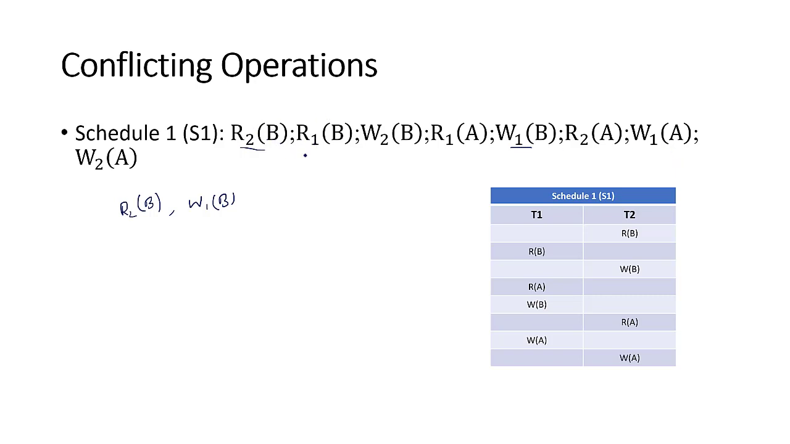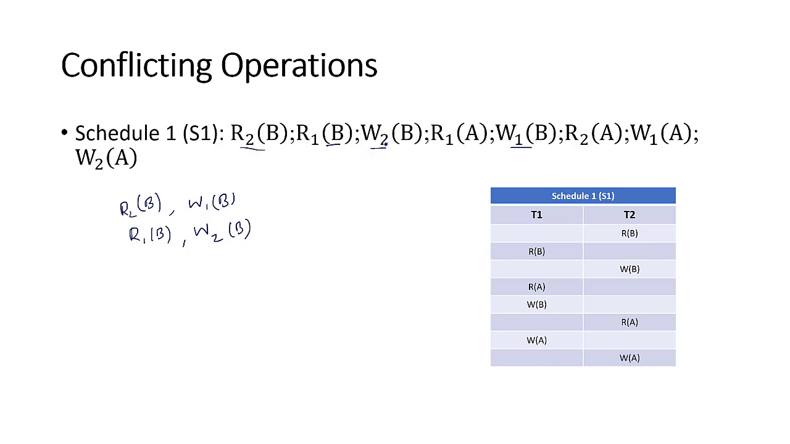Now, for finding the next conflicting operation, we need to consider the second operation, that is the reading of data B by transaction 1. So the conflicting operation can be writing of data B by transaction 2. So this and this are two conflicting operations. So R1B and W2B are two conflicting operations. Next, there are no more conflicting operations for this operation.